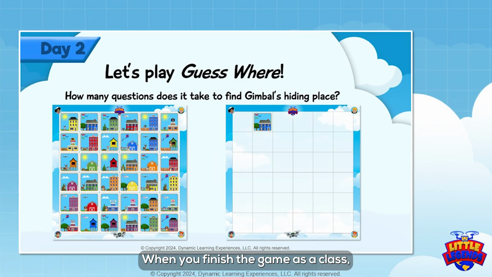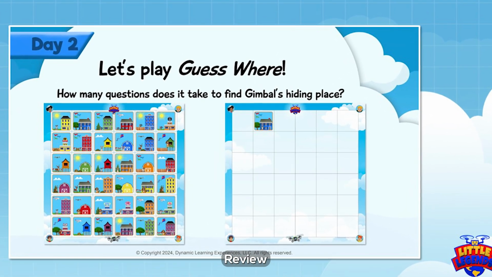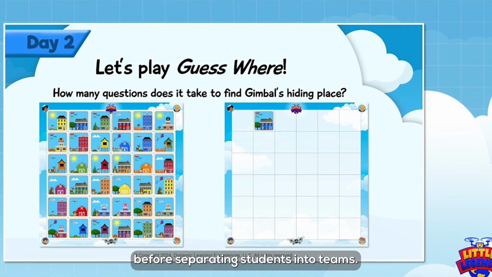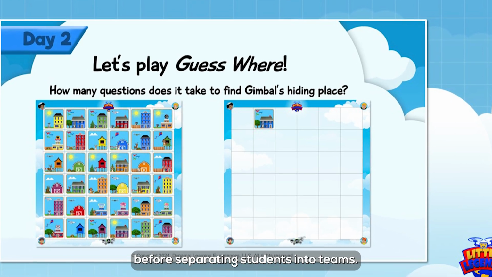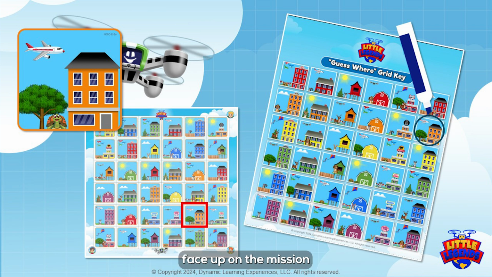When you finish the game as a class, the students will play the game on their own in teams of 4 or 5. Review the gameplay rules and procedures before separating students into teams. Tell the students to work as a team to place all of the game cards face up on the mission mat with 1 card in each square when the mission mats for each team are set up.